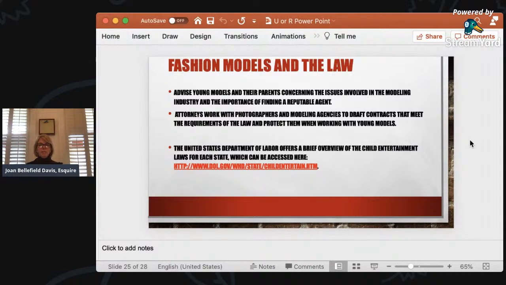And I have a link here where you can look up a brief overview of the child entertainment laws for each state. So if you are practicing law here in the US and your client happens to be a young model, or you are going to represent a designer who wants to hire a young model, you need to make sure that you're aware of the laws that are going to regulate the use of models under the age of 18.